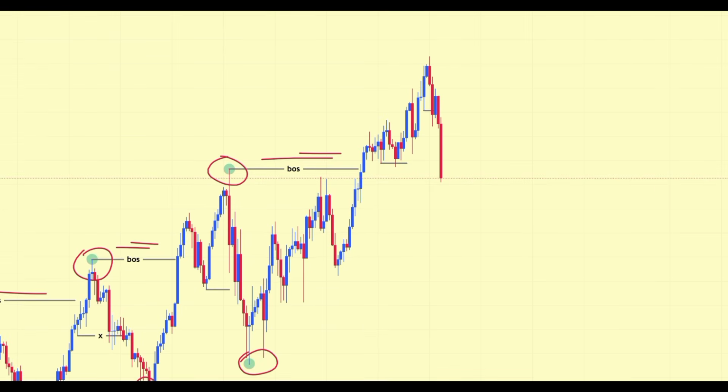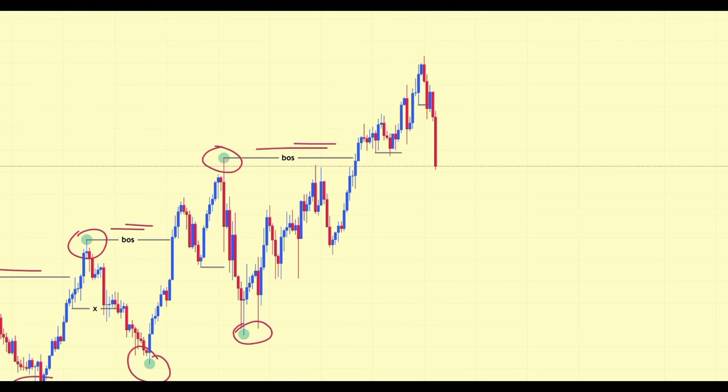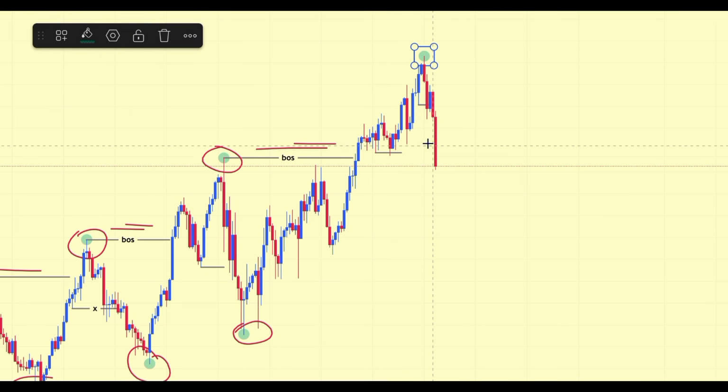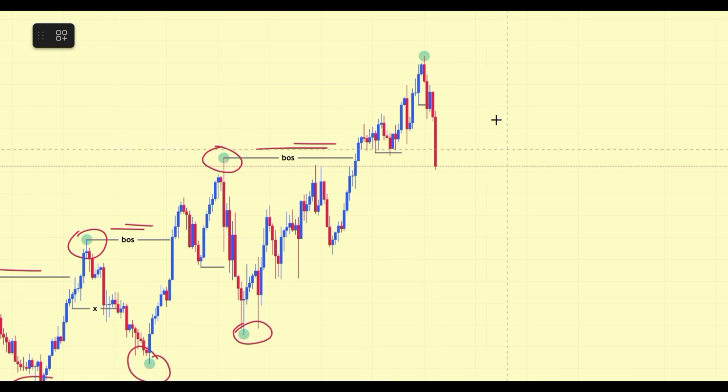So right now we have just confirmed a swing point high. So you can clearly see that's our higher high exactly right there. And right now I'm just waiting for price to reverse back and break past this swing point high to confirm a bullish break of structure.